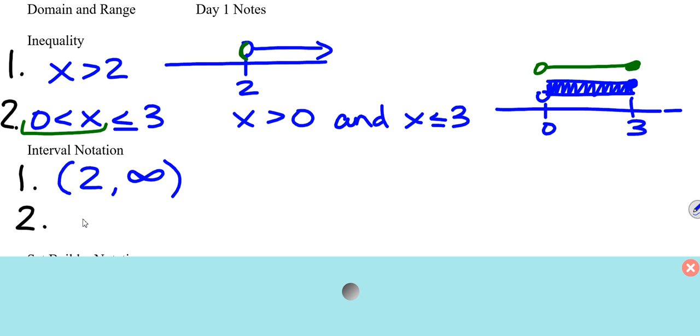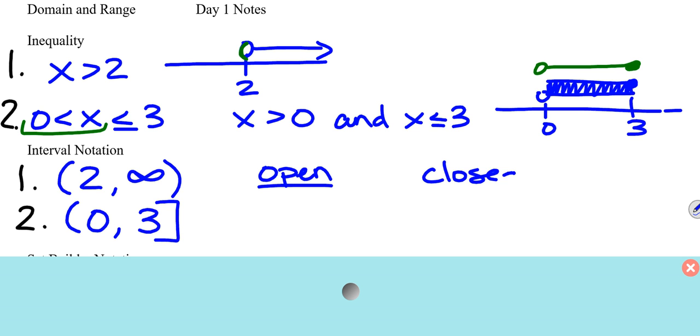The second one, we start at 0, and it's an open circle, so we do parentheses. And we go until we get to 3. Now 3 had a less than or equal to sign, so that's where we put the bracket. So if it's an open circle or if it's closed, closed we use the brackets, open we use the parentheses. And then also for infinity, we use parentheses. So those are just some snapshot notes from what you should have known before.